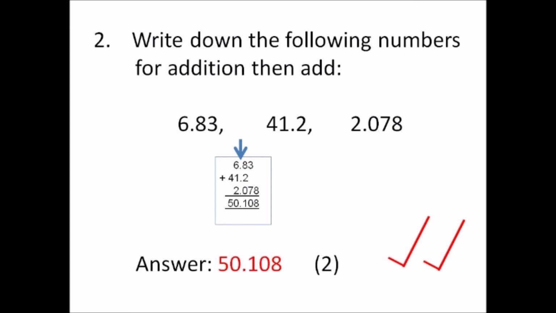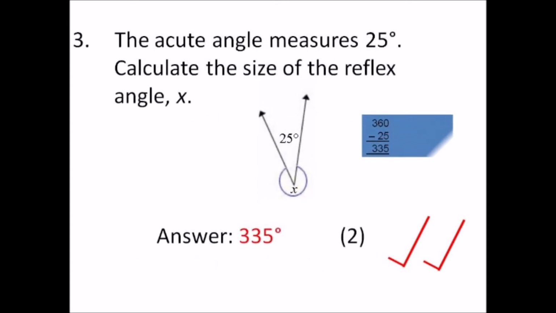So it must be 6.83, 41.2, 2.078. However you want to write them, but the points must be point above point or point below point, and you get 50.108 as the answer when you add them up finally. But you know, you must line them up properly. 2 big marks.